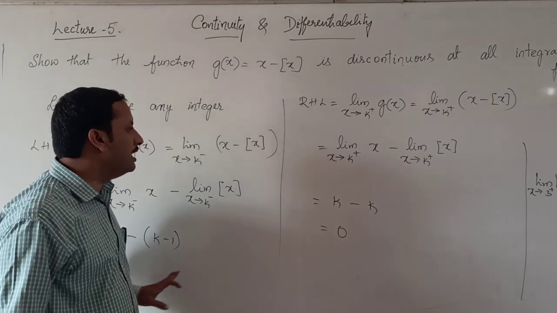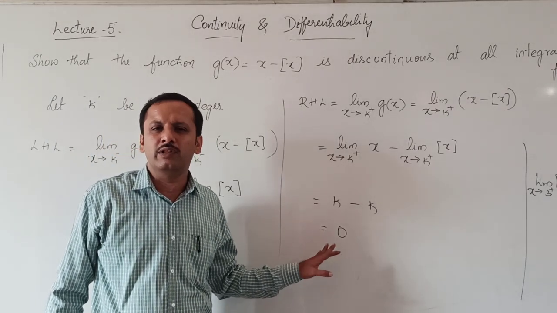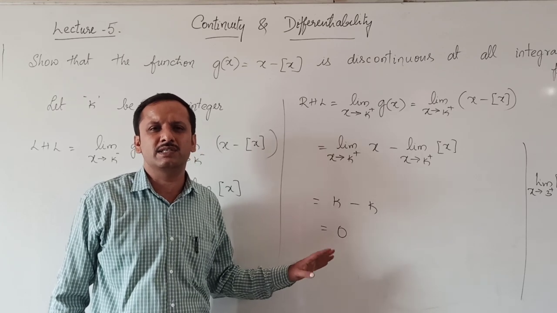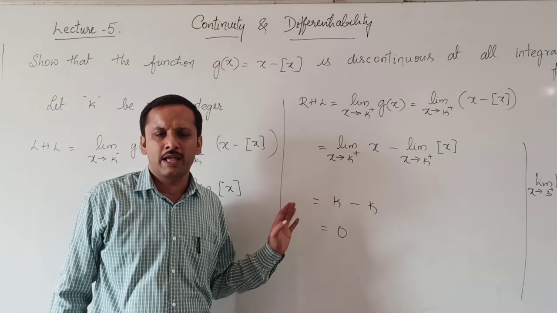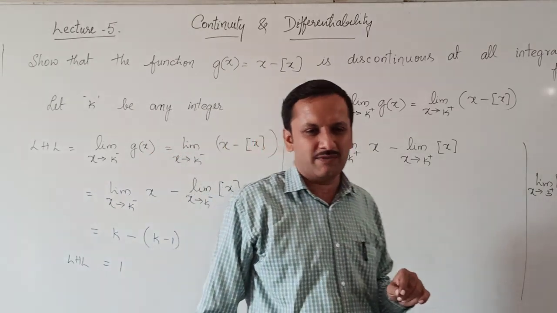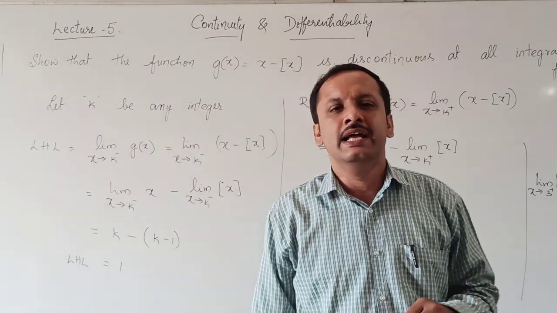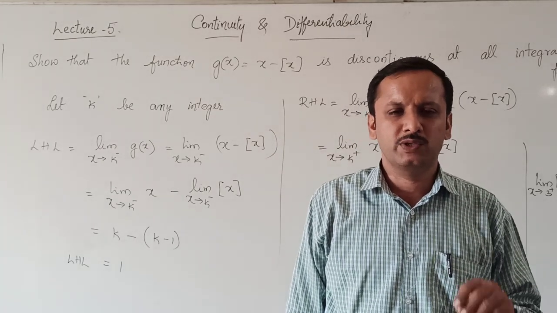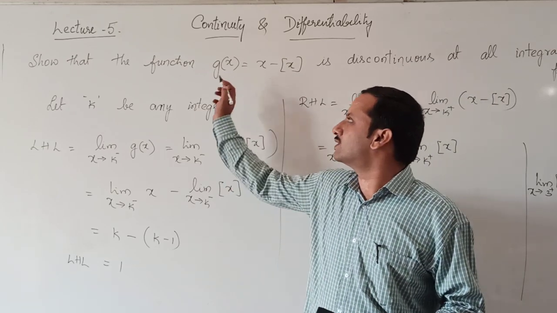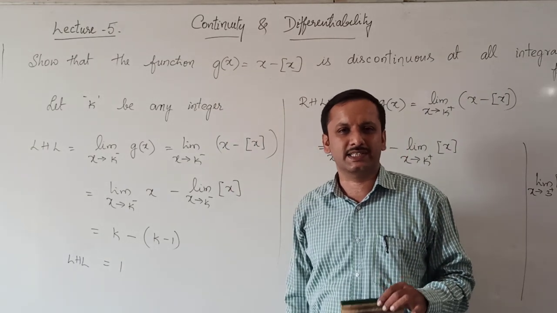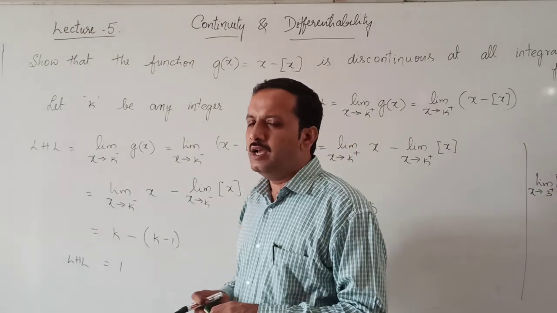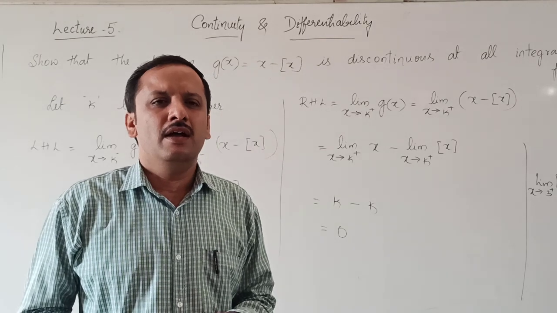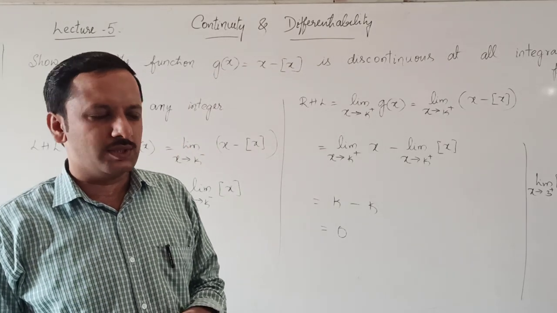The left hand limit is 1, the right hand limit is 0. They are not equal, so the limit does not exist. Hence, this function is discontinuous at x equal to k. Since k is an arbitrary integer, this result is true for all integral values of k. So, whenever k is an integer, g of x equal to x minus step x is discontinuous. In other words, we can say x minus step x is discontinuous at all integral points.